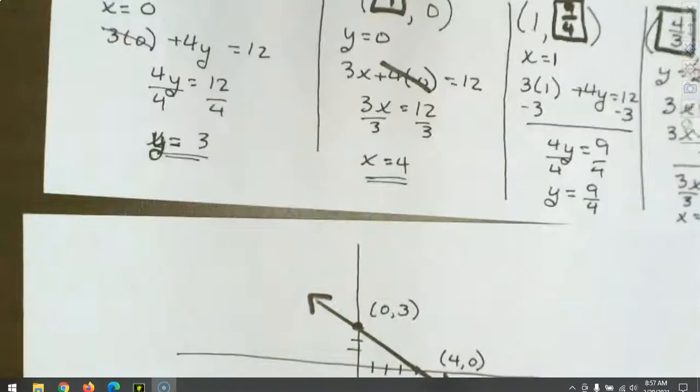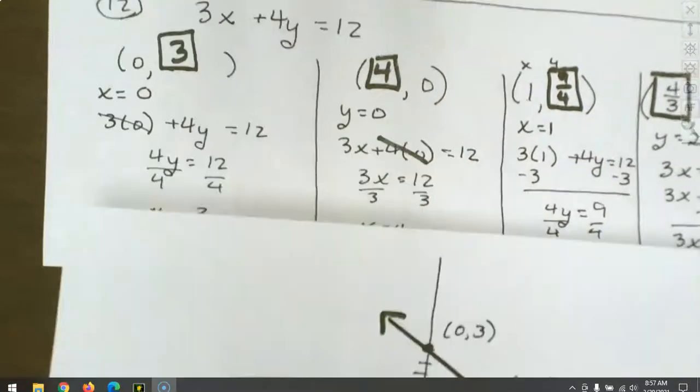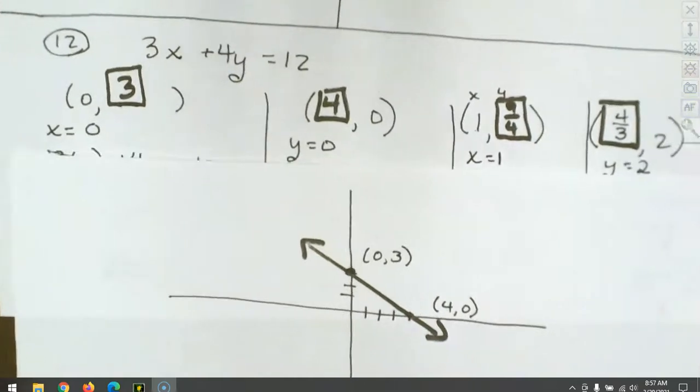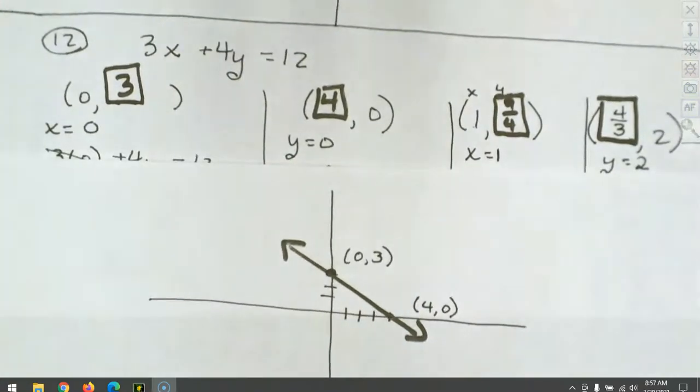So again, what are your points? Let me put these up here so you can see the ordered pairs. Those are your actual answers. And that's what your graph should look like.